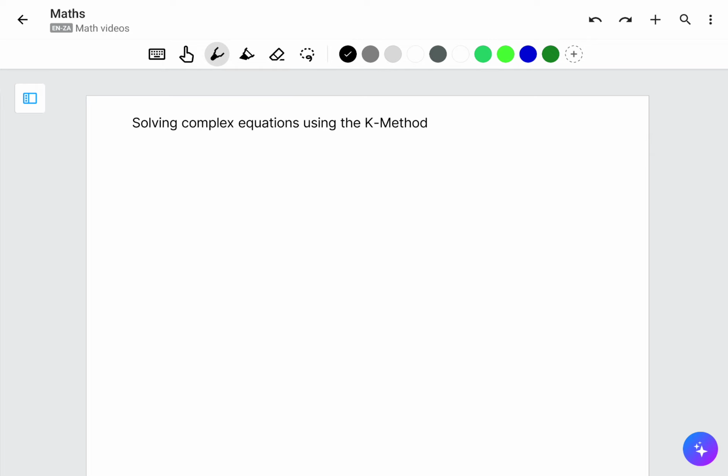Today I'll be looking at solving complex equations using the K method. Okay, let's jump straight into it. We are given 2 times (1 over x) squared plus 7 times (1 over x) minus 4 equals 0.